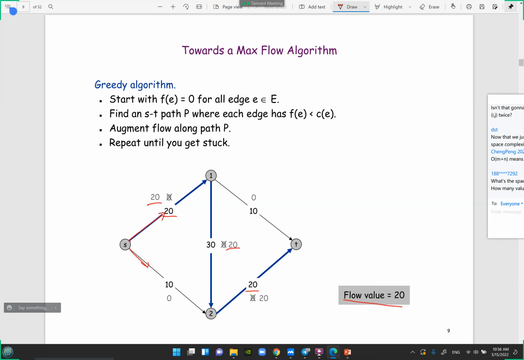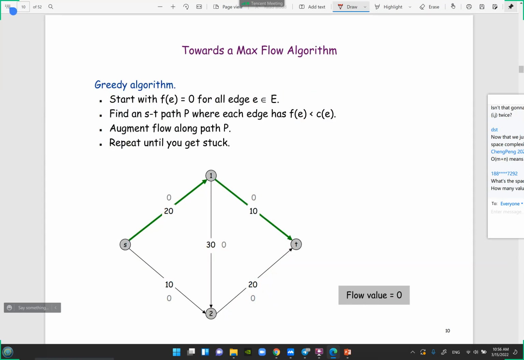Maybe we go for this edge. But if you go for this edge, then once you get over here, you're stuck. Because now the only way to get to T is through this other edge over here, but this one has been completely used. So you can't send any additional flow down this edge of 10. In other words, if you use the greedy algorithm, the maximum flow you can send in this case is 20.